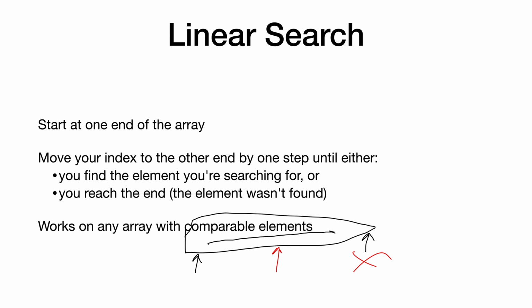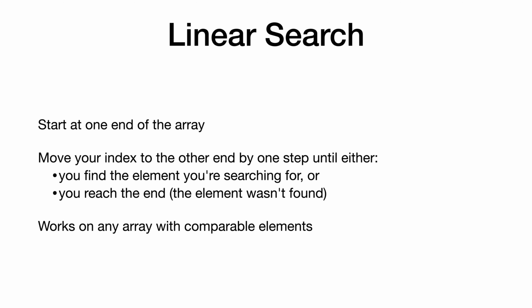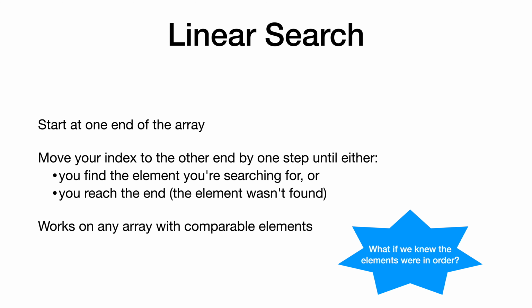And that works with any array of comparable elements, whether they're strings or ints or doubles or whatever. It doesn't matter, we don't know anything about the array itself. We just know that there's an array of elements that we can compare, and we're looking for something in particular. But what if we took that a step further? What if we did know something about the array? In particular, what if we knew that the elements in that array were in order, meaning, what if we knew that the array was sorted? Could we do anything better than just making a scan from one end to the other?